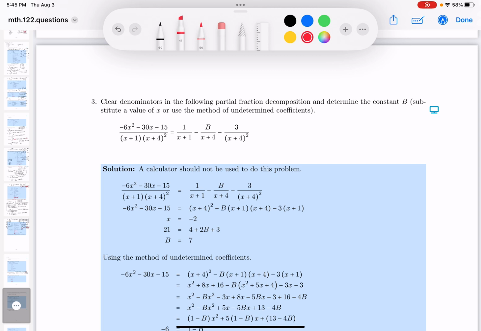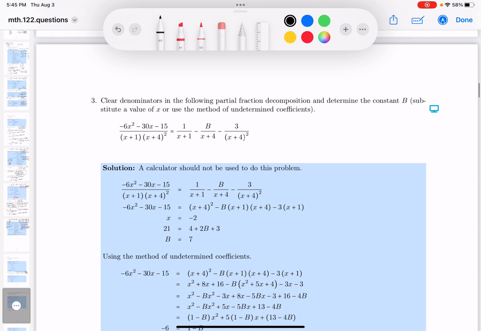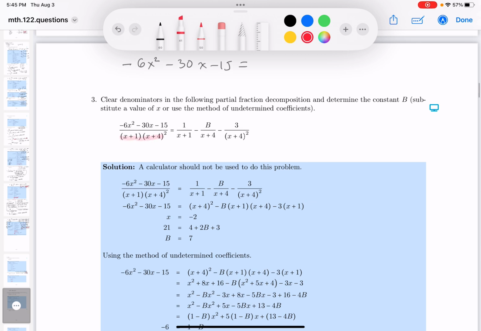Let's do it, though. Let's multiply both sides by the LCD. And I'm kind of staring at it. I see it. And I'll write that down for you. It's going to be minus 6x squared minus 30x minus 15. I want to point out what the LCD is. That's the LCD. All right? Now, what do you get on the right side? Well, you can get 1 times x plus 4 squared.